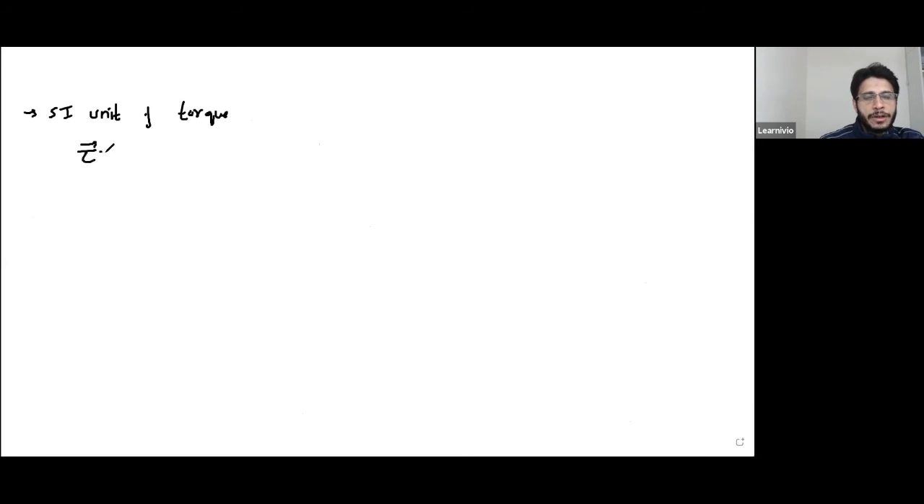SI unit you can easily predict. Torque is R cross F. So this R is in meter, force is in Newton. So SI unit is simply Newton meter.